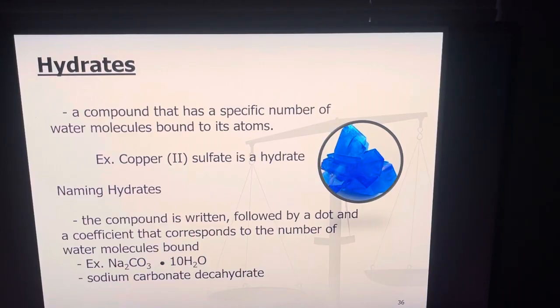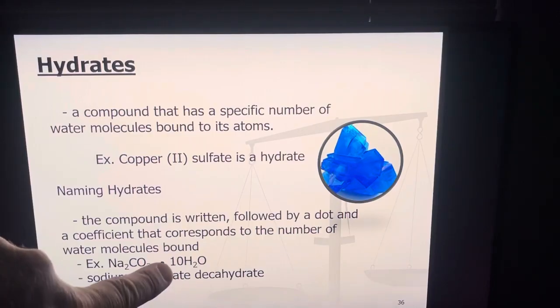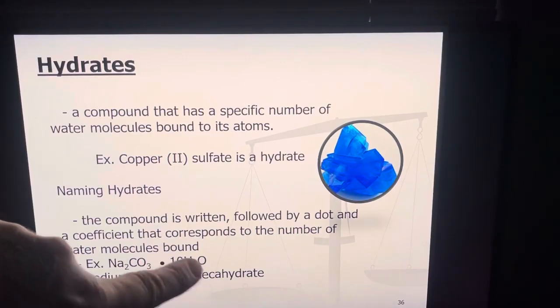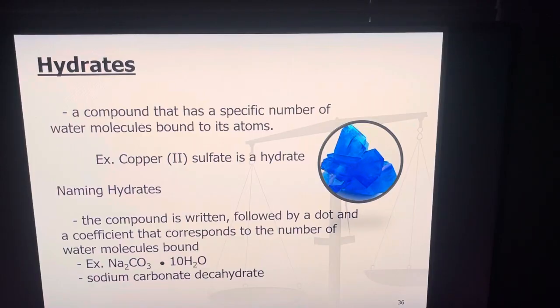The compound is written followed by a dot. The dot does not mean multiply, like in math. It just means it's like a separator. And then a coefficient that corresponds to the number of water molecules bound to it. So another example is sodium carbonate decahydrate. The deca refers to the coefficient 10, and the H2O you just call hydrate, okay? So sodium carbonate decahydrate. That's how you say it.